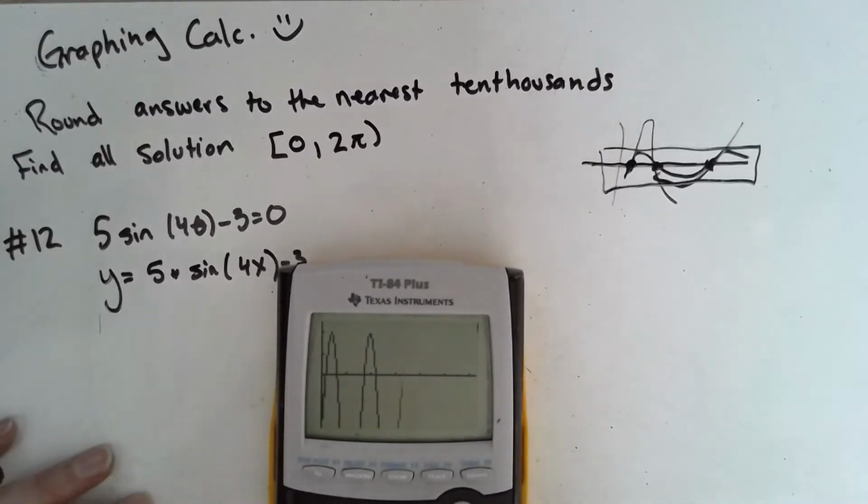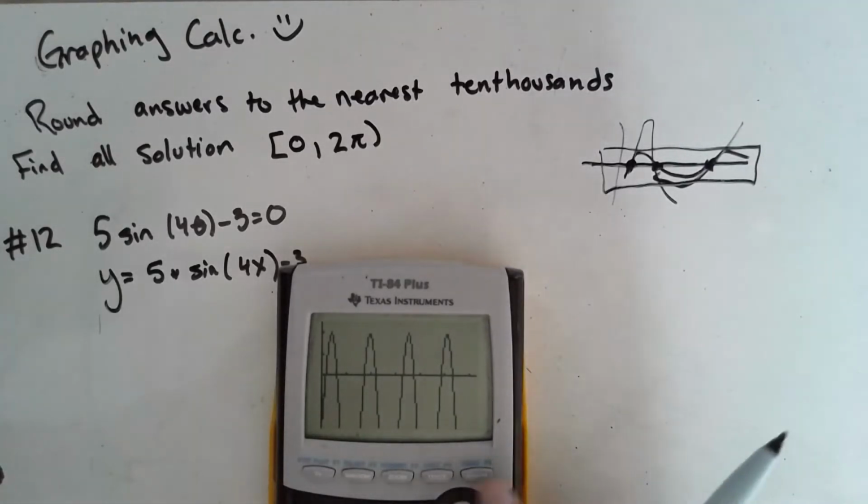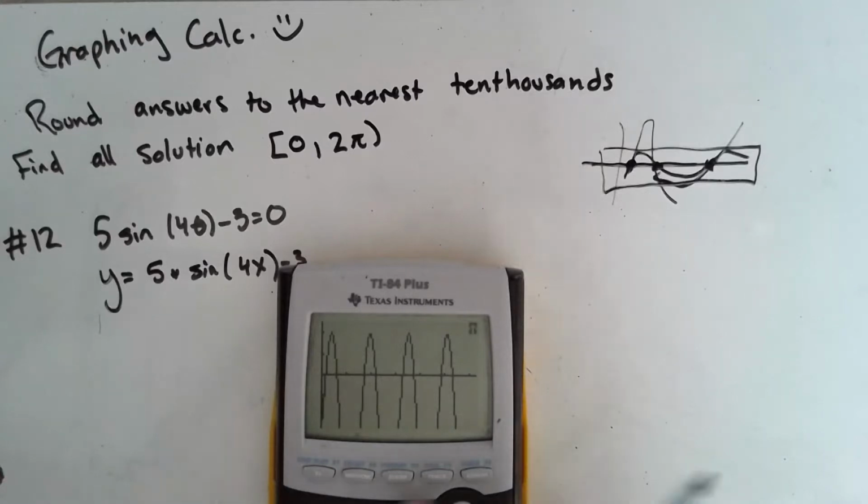So we're looking for every point that it intersects, every spot at 0. Let's go to our table. We're looking for y is 0. If you notice, because of the way it's counting, I'm not going to really be able to find it in my table. So we're going to go back to the graph. We're going to go second, calculate, and choose zero.